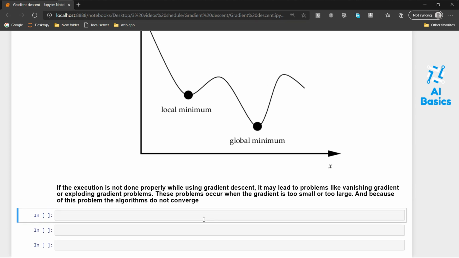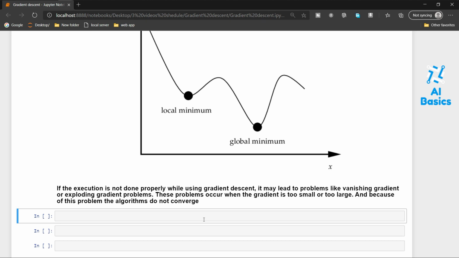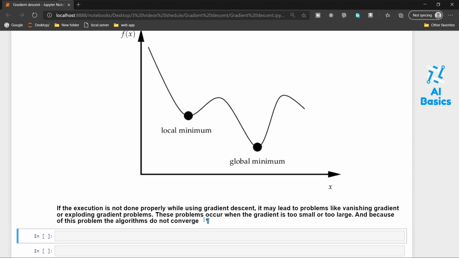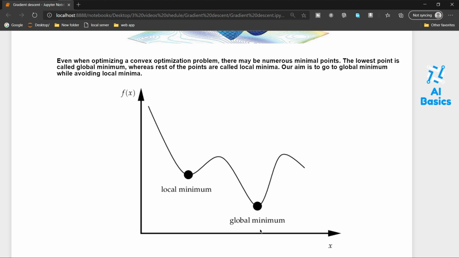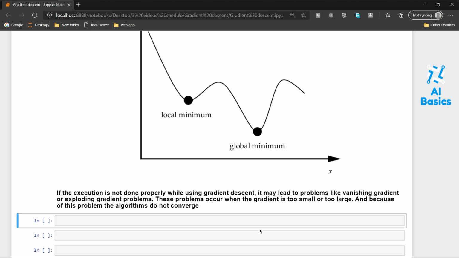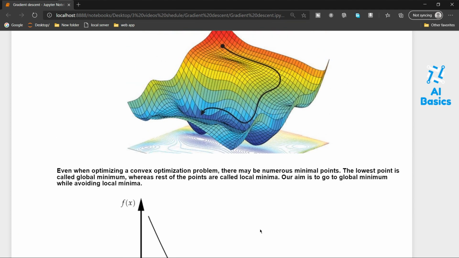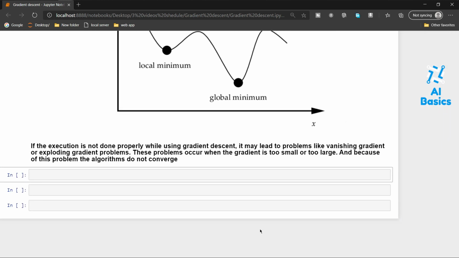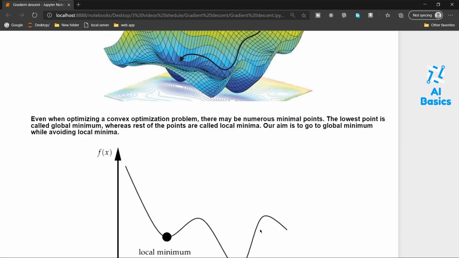So to overcome these vanishing gradients and exploding gradients, there are some techniques like normalization technique or clipping the gradients. I don't want you to be confused, so I will tell all those techniques in the deep learning playlist. I'm planning to start that playlist after completing this machine learning playlist. So the remaining part is the implementation of this gradient descent algorithm.